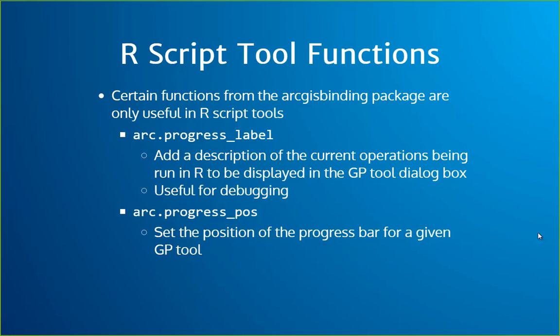And this is helpful for debugging, as you can see at which point in the tool, perhaps, the tool fails. You can see where it got to and where it failed. Also, you can use arc.progressPos, or progress position, essentially. All this does is set the position of the progress bar for the GP tool. So you're going to provide a value between 0 and 100, and this will correspond to how far along you are in the GP tool.